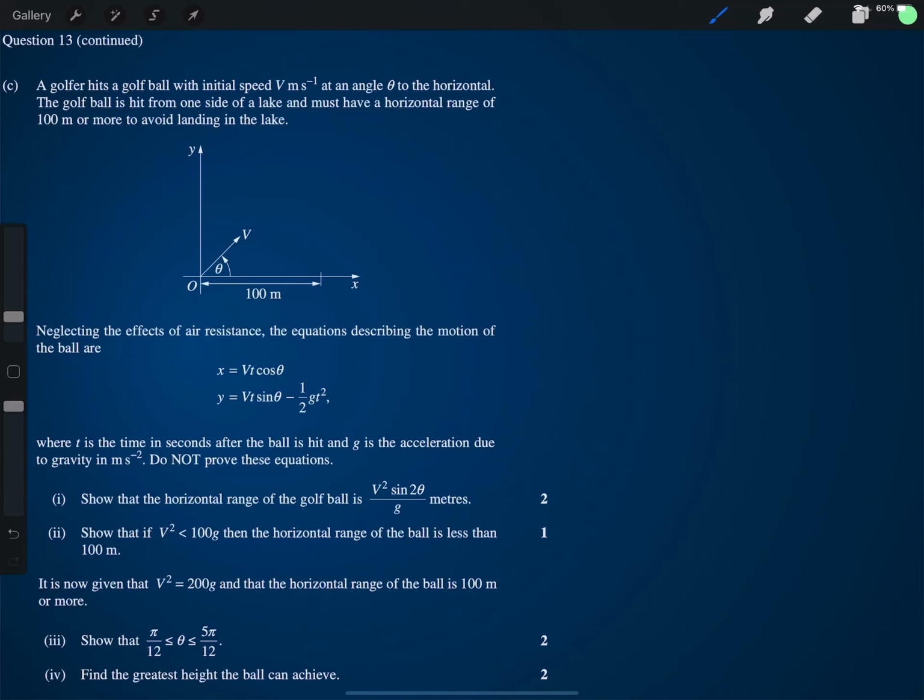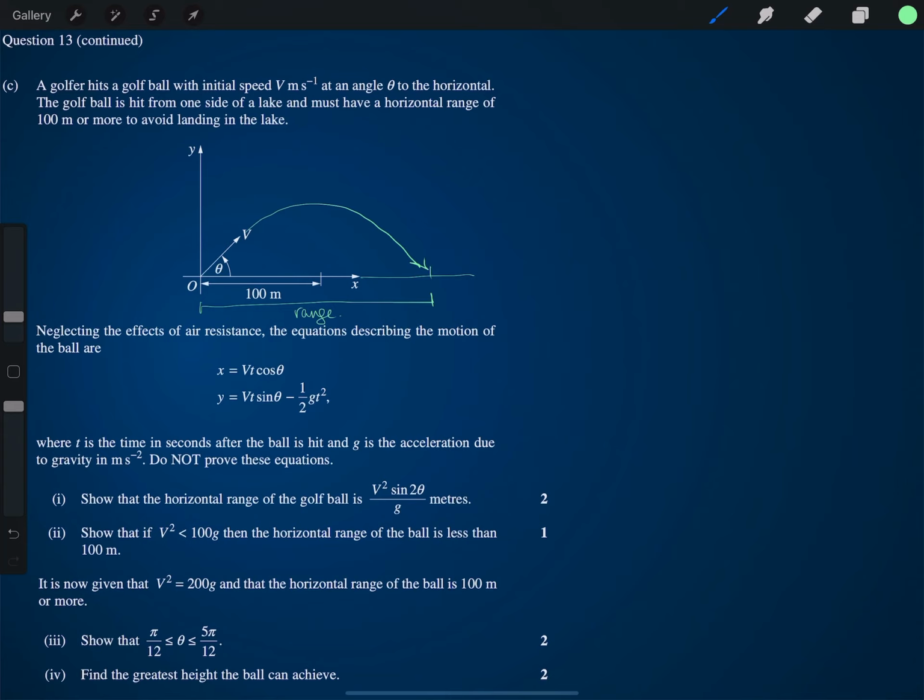So this question is question 13c from the 2017 HSC Extension 1 paper. In this question, we've got a golfer hitting a golf ball with an initial speed of v meters per second at an angle theta to the horizontal. They hit it over a lake, and it must be at least 100 meters range, otherwise it falls in the lake. So basically, we're given these formulas for the x and y displacements, and we need to show that the horizontal range of the golf ball is v squared sine 2 theta on g.